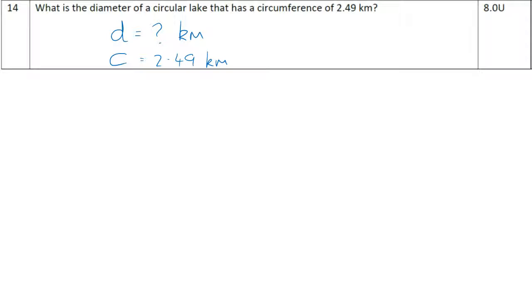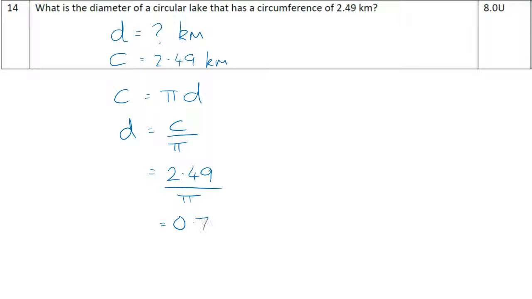And so the relationship we're looking for here is that C is pi times d. You don't need to worry about the radius, because this works with the diameter. So we want to find d, so d is going to be c over pi. That's just relatively straightforward algebra. So I've just got to substitute my values in: 2.49 over pi. Do it on your calculator to get the most accurate answer. 0.79 kilometres is okay.